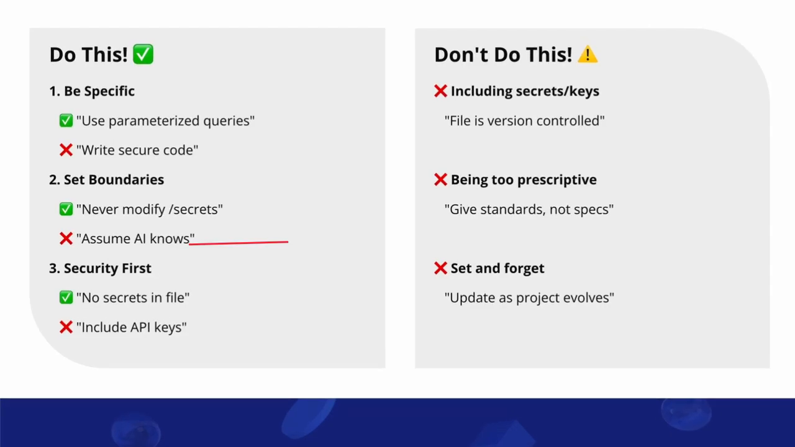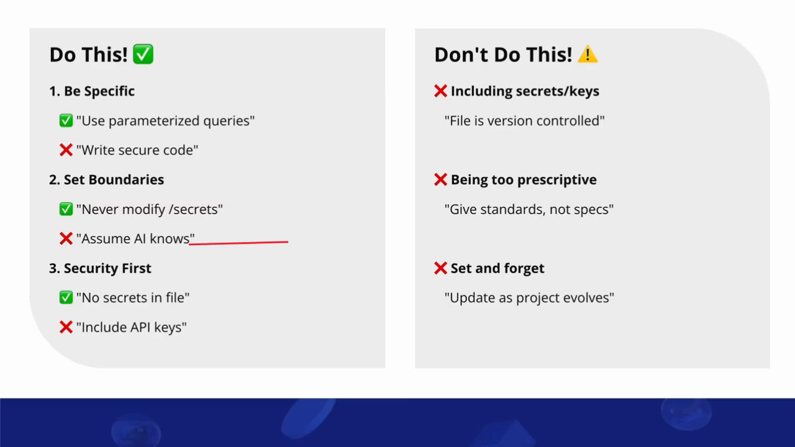Let me give you 3 best practices and 3 mistakes to avoid. First, be specific but not prescriptive. Don't just say write secure code. That's too vague, but don't list every function signature. Say use parameterized queries. That's specific enough to guide behavior, but flexible enough to allow good solutions.